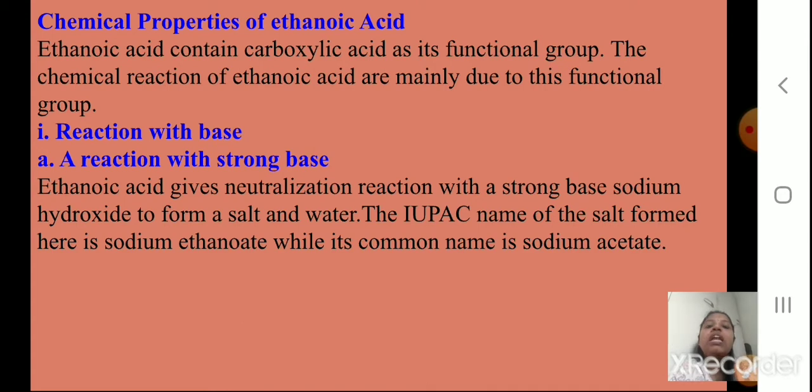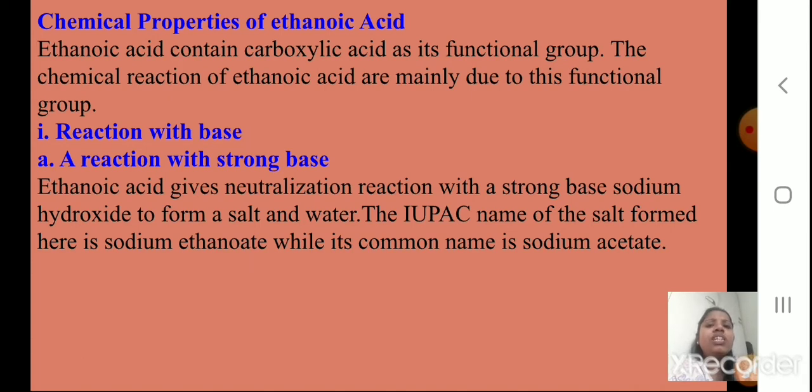Now, the first one we are going to see is the reaction with a strong base. The strong base we are using here is sodium hydroxide. Ethanoic acid gives a neutralization reaction with the strong base sodium hydroxide to form a salt and water. So just write this reaction and see.